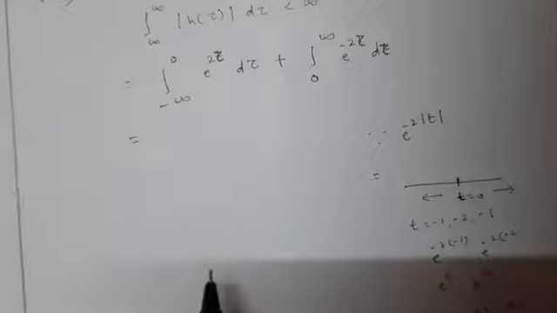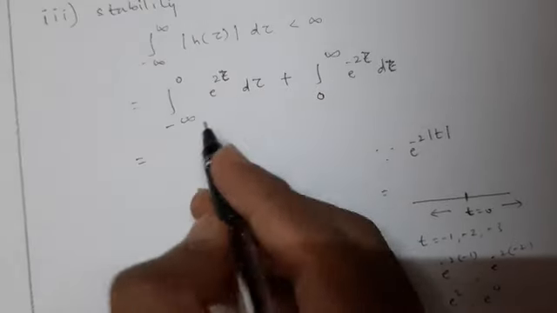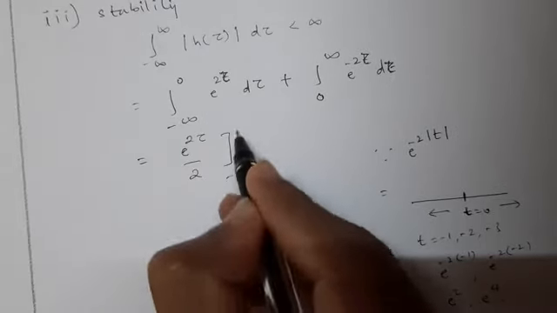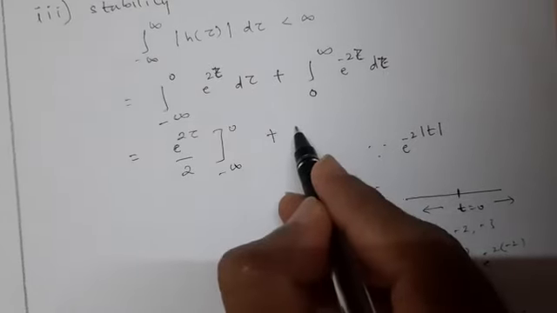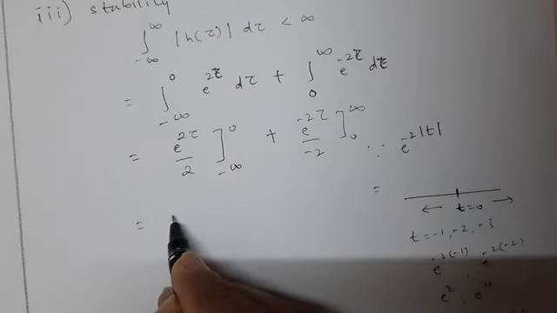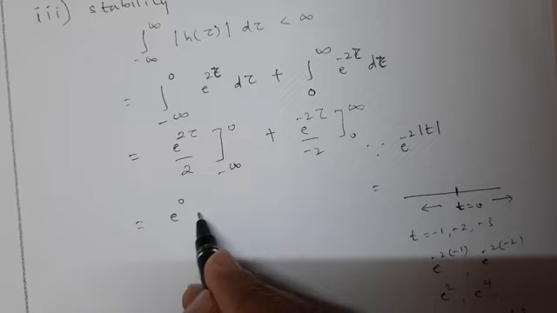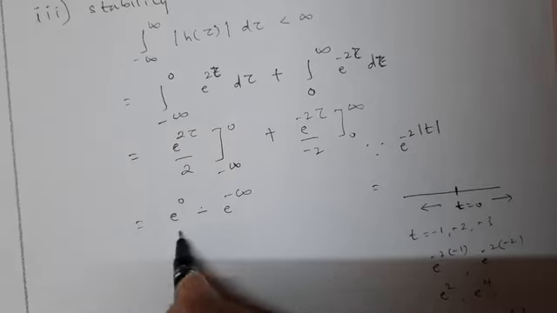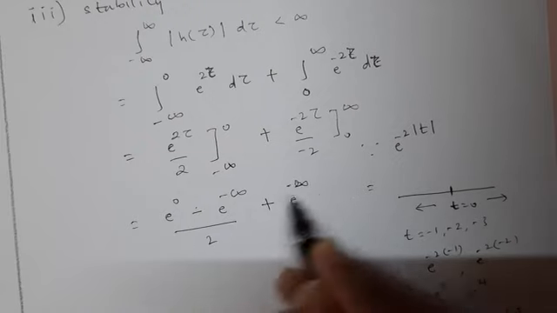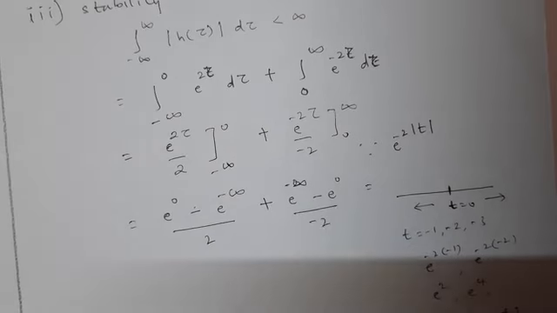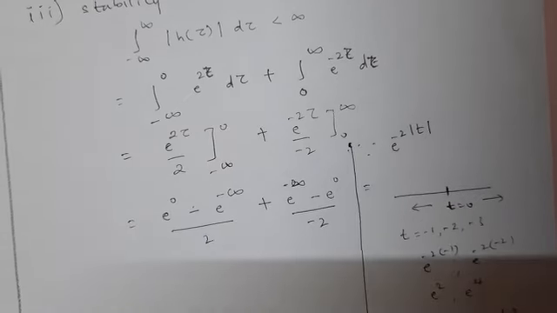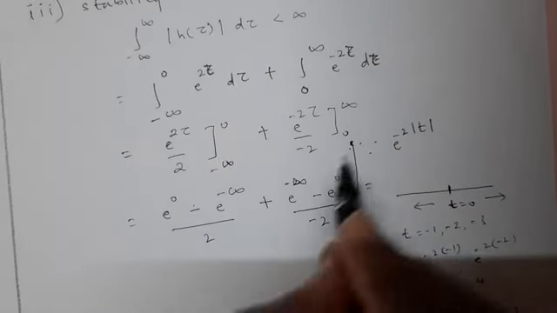And hence now, integrating e to the power 2 tau by 2 from minus infinity to 0, plus e to the power minus 2 tau by minus 2 from 0 to infinity, which is e to the power 0 minus e to the power minus infinity divided by 2, plus e to the power minus infinity minus e to the power 0 by minus 2. So this is the rough work that I have done.